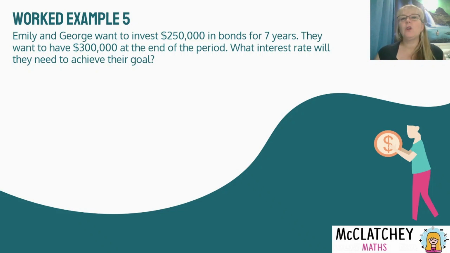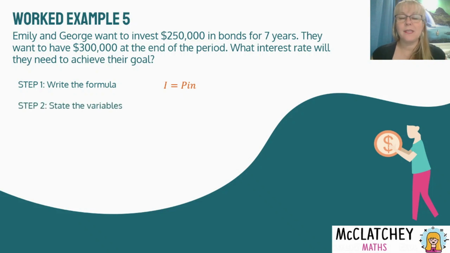So once again, we've got a question like this where we're not being asked to find the interest. We're being asked to find something else. So firstly, let's write our formula. I equals PIN and state our variables. You'll notice this gets quite repetitive because we follow the same process every single time. P equals 250,000. That's the amount they wanted to invest at the beginning. A is the amount that they have at the end, 300,000. And N is equal to 7, the 7 years.